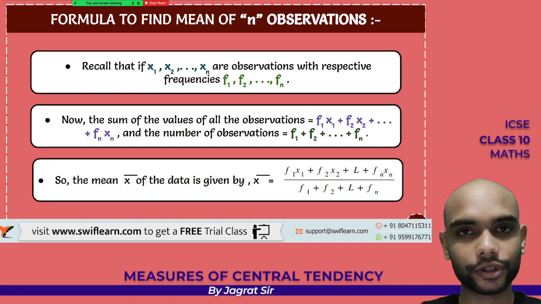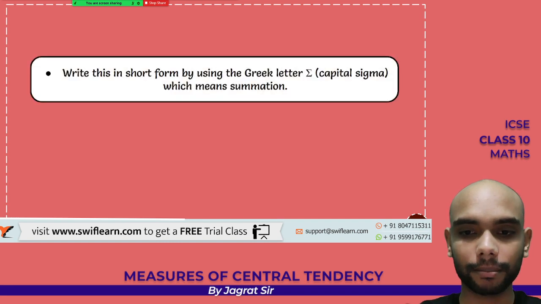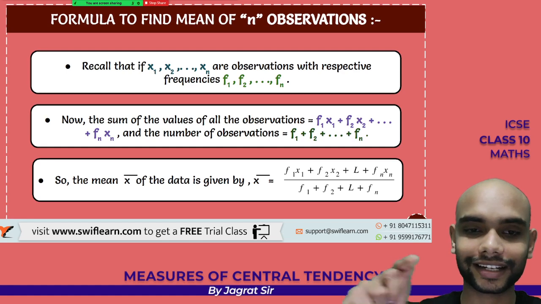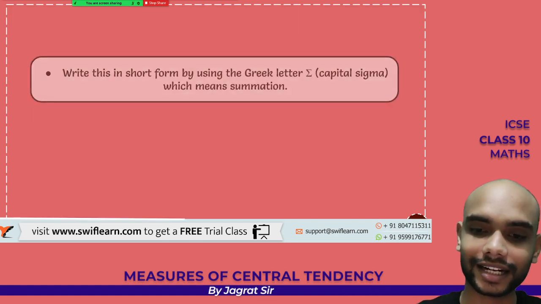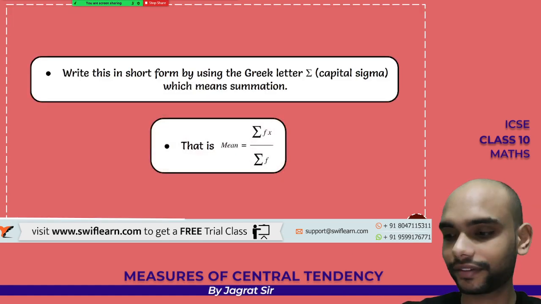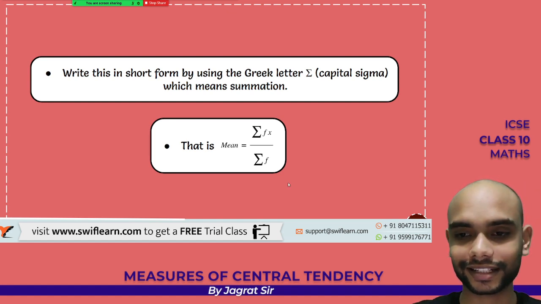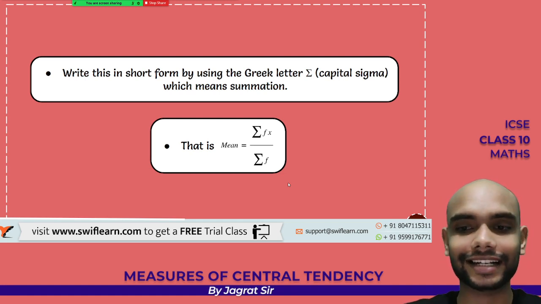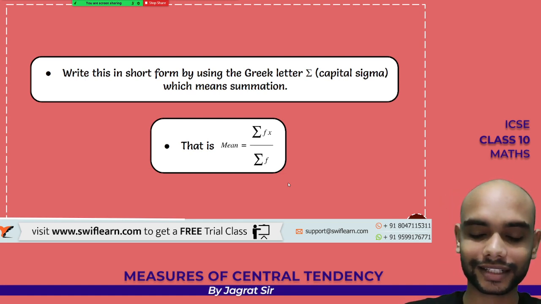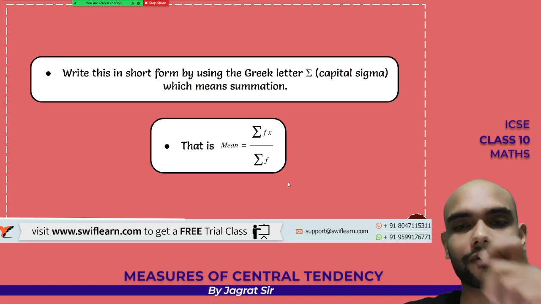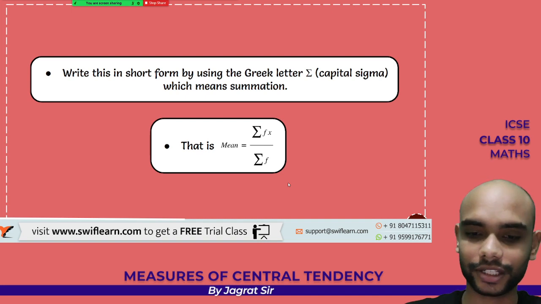And x bar, as I told you in the previous slide, represents the mean. So this is how your eventual formula will look. Writing this whole formula is quite lengthy, so we just write summation fx over summation f. In the previous slide also I told you not to be afraid of this sign. This sign just represents sigma, which is just the summation. Instead of writing the sum of all fx, we just write summation fx.